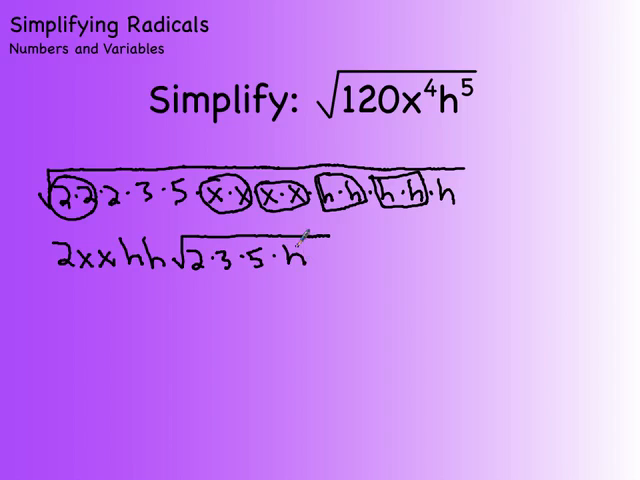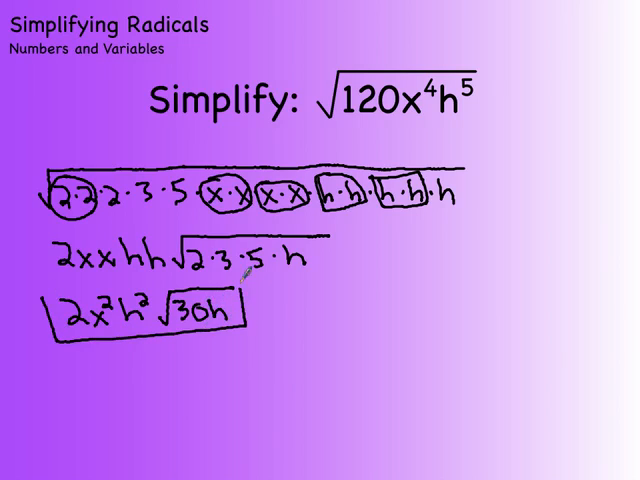And just to clean it all up, because again, you want to make it look nice. I know that mathematically this isn't wrong, but it's good to make it look nice. So we're going to have 2. We have 2 x's, so that's x squared. We have 2 h's, so that's h squared. And on the inside, we can do some simple math. 2 times 3 is 6. 6 times 5 is 30. And the h stays there. So when we simplify it, it becomes 2x squared h squared times the square root of 30h. Thanks for watching.